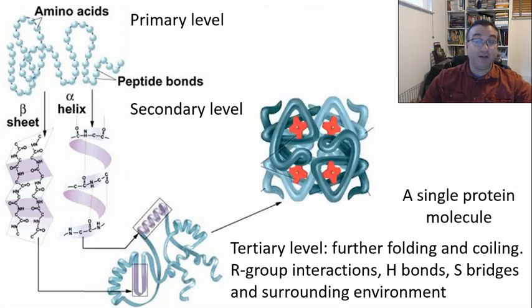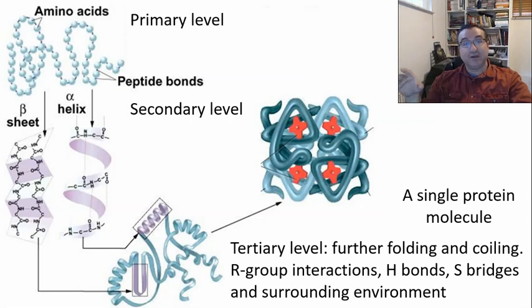Then the tertiary, or third level of structure, leads to further folding and coiling. The R groups do more interactions. The larger structures, the alpha helix or the beta sheet, attract or repel each other. Hydrogen bonds start to show up, and S or sulfur bridges, as we saw in oxytocin, show up. And then remember, this whole thing is sitting in an environment, and so a more acidic environment could cause the protein to have one shape. A more alkaline environment could cause a protein to have a different shape.